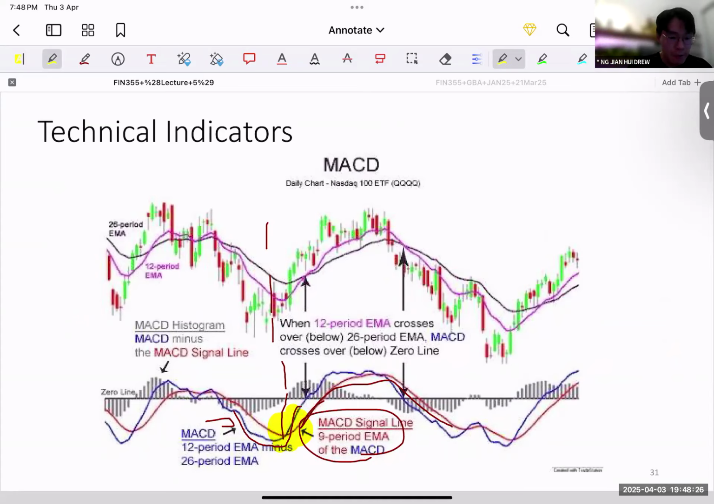At the same time, when your MACD cuts below your exponential moving average at this point here, it gives you a bearish signal. Why? Because at this point, the price would decrease.